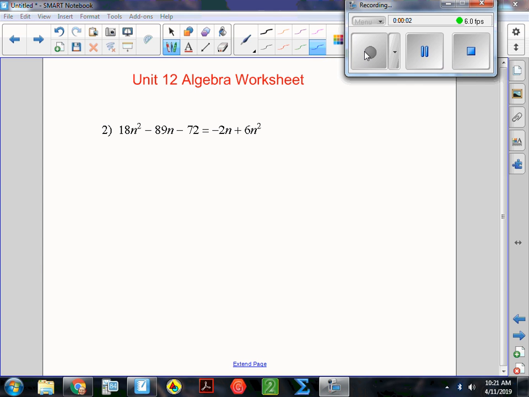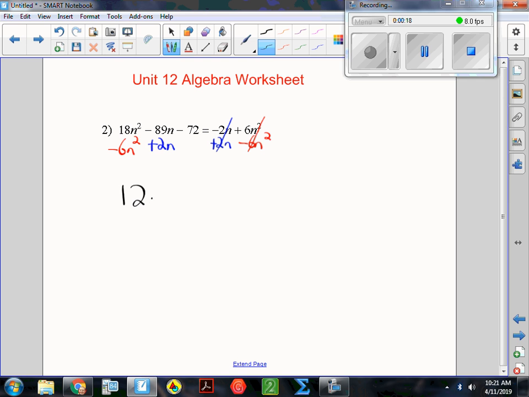Number 2 in the algebra worksheet, I want to add 2n to both sides. I also want to subtract 6n squared on both sides. And so on the left-hand side, I'm going to have 12n squared minus 87n minus 72 is equal to 0.